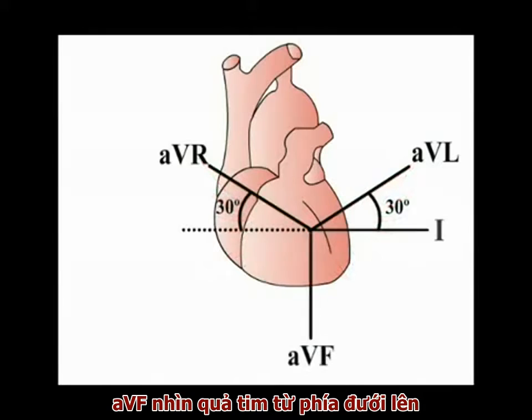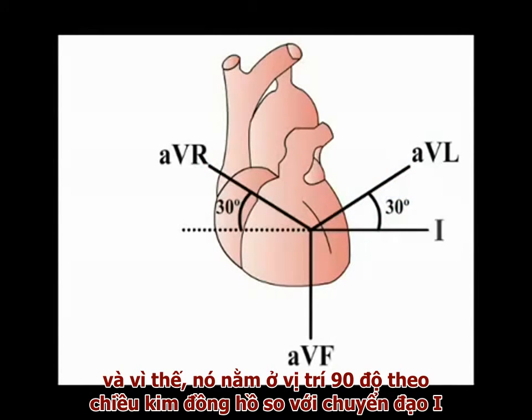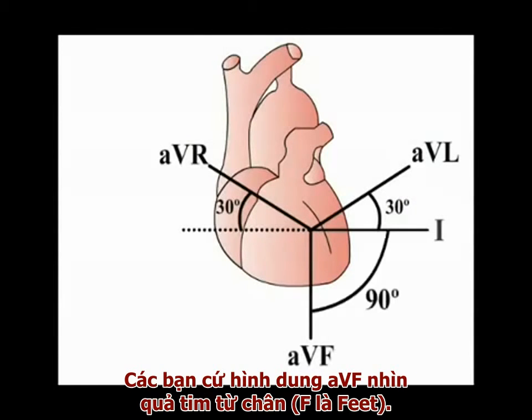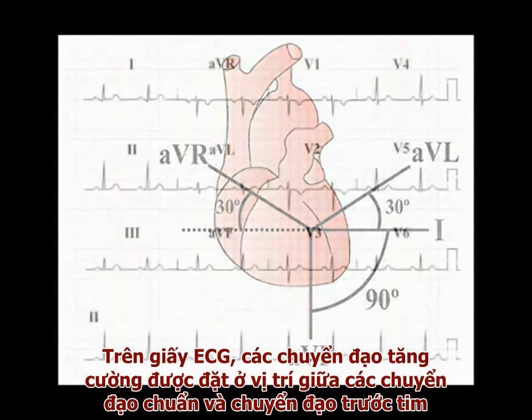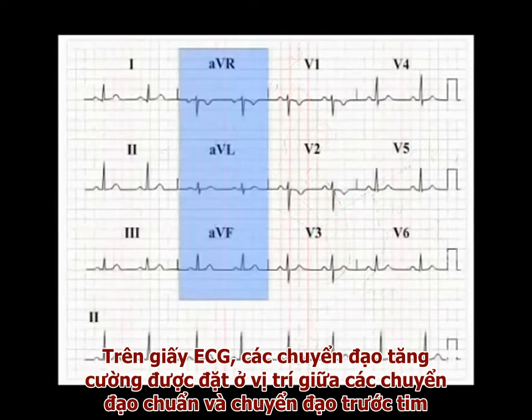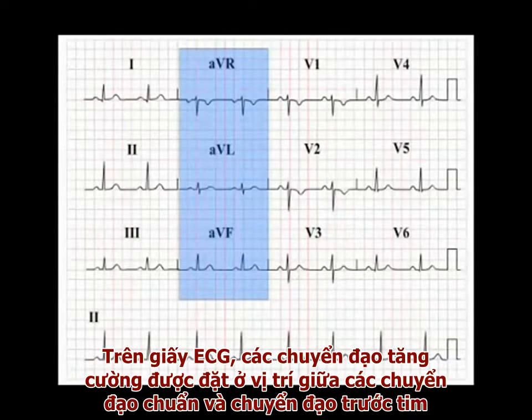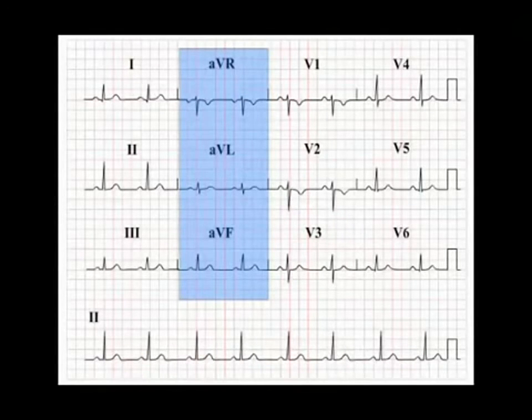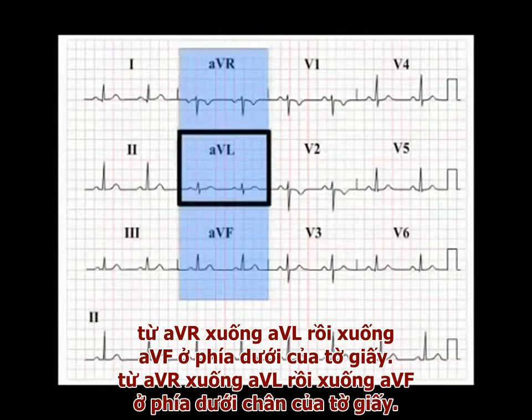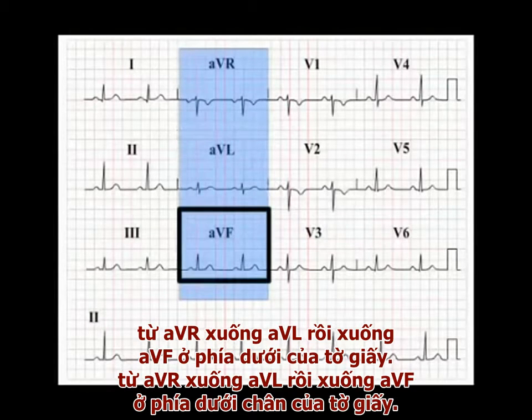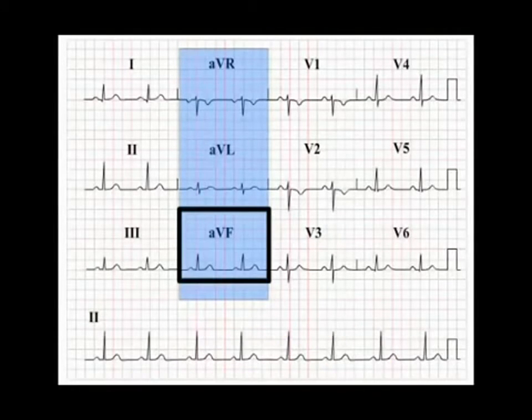AVF looks straight up at the inferior surface of the heart and is therefore at 90 degrees clockwise from lead 1. Think of AVF as looking straight up at the heart from the feet. F is for feet. On the ECG readout, recordings from the augmented leads are positioned between the standard leads and the chest leads, from AVR to AVL, and down to AVF at the foot of the page.